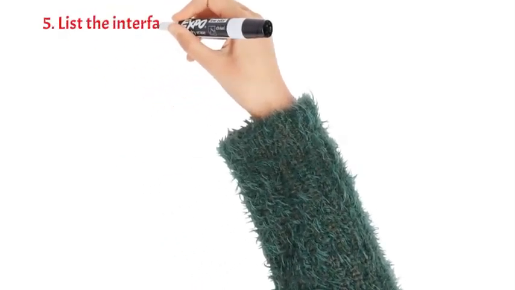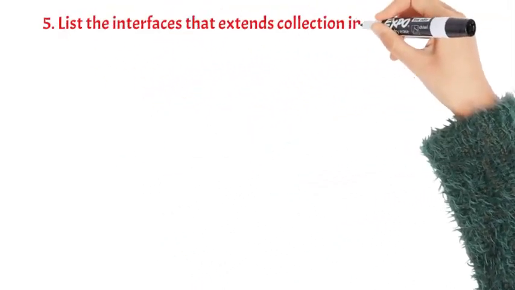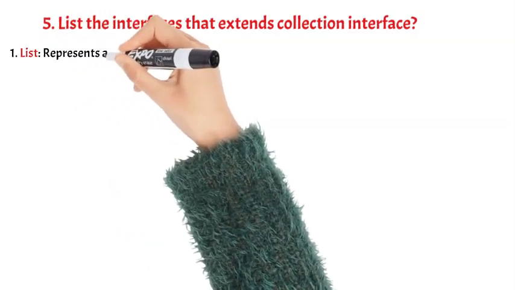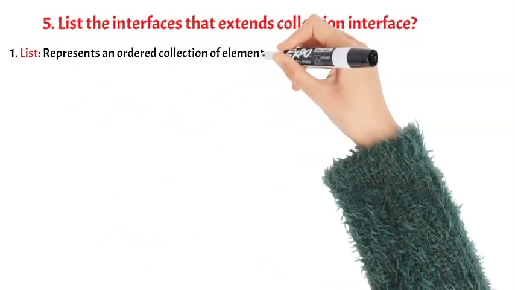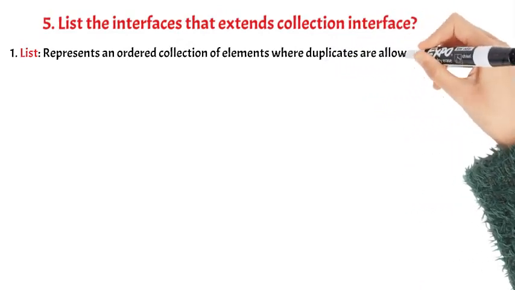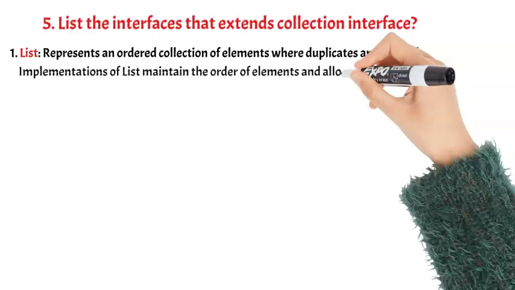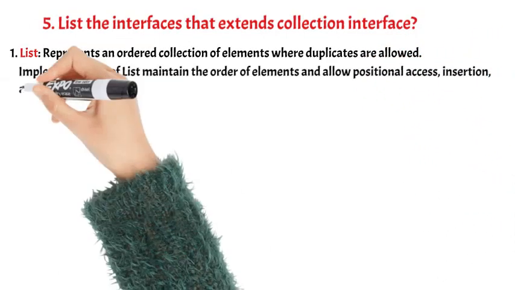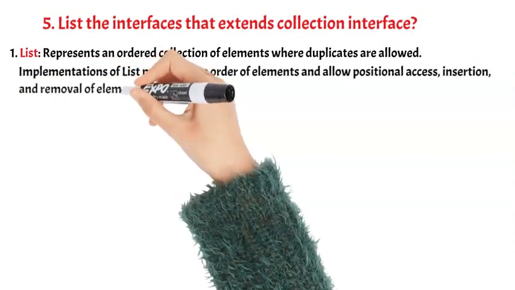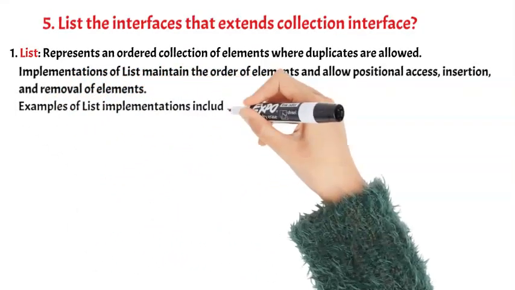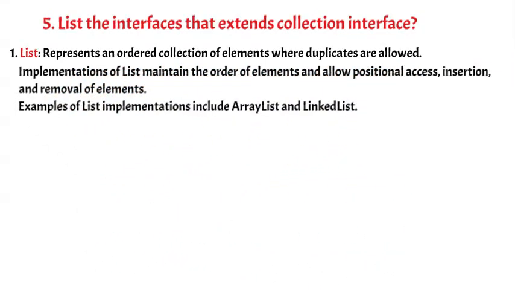5. List the interfaces that extend the Collection interface. 1. List represents an ordered collection of elements where duplicates are allowed. Implementations of List maintain the order of elements and allow positional access, insertion, and removal of elements. Examples of List implementations include ArrayList and LinkedList.